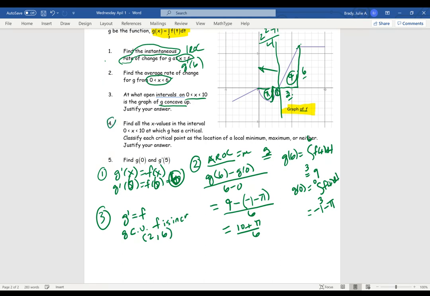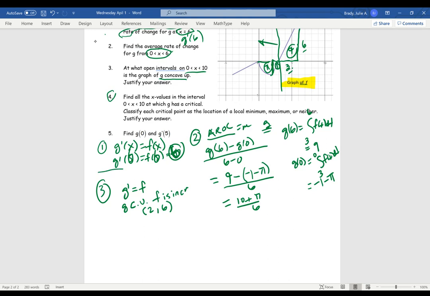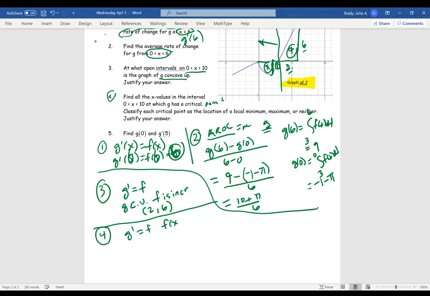Okay, let's do 4. Okay, so 4 says we need a critical point. So we need g prime equals f, and we need f of x to be 0. And the only place that it's 0 is right here, and I think that's at 4. Oh no, it's 3. 1, 2, 3. At x equals 3. So that's the only critical point.